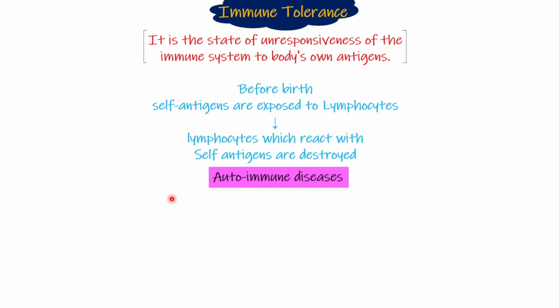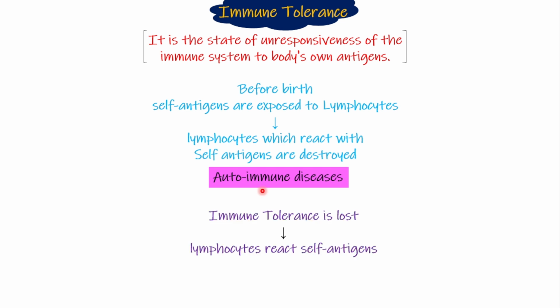Now, what happens in autoimmune diseases? This is a pathological condition, a disease where something has gone wrong. So what has gone wrong? In autoimmune diseases, the immune tolerance is lost. Our body's own immunity attacks our own body's antigens. Our own body's lymphocytes react with or attack the self-antigens. So this is the autoimmune disease. Our immunity, our own defense mechanism, is turned against our own antigens.